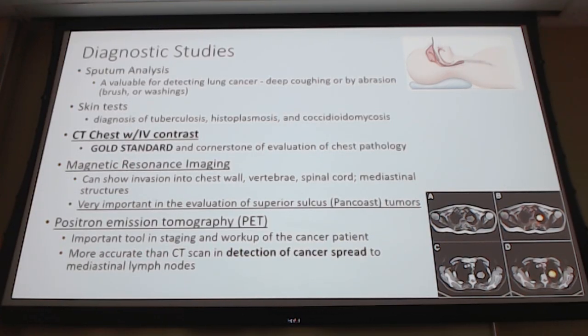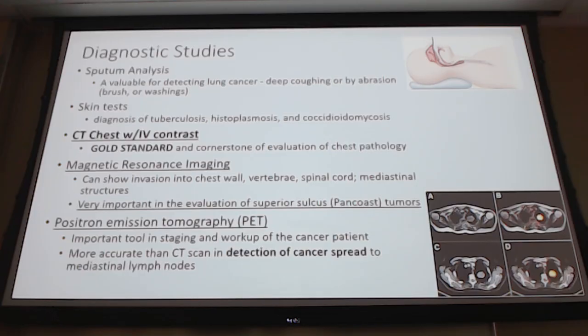Okay, when we're looking at chest CT, so CT chest with IV contrast is the gold standard. Okay, cornerstone of evaluation for chest pathology. Can we get away with sometimes just doing a chest X-ray? Absolutely. But if we really want to know the down and dirty gritty of what's happening in the lung, normally our first choice and our gold standard right now is chest CT with IV contrast.